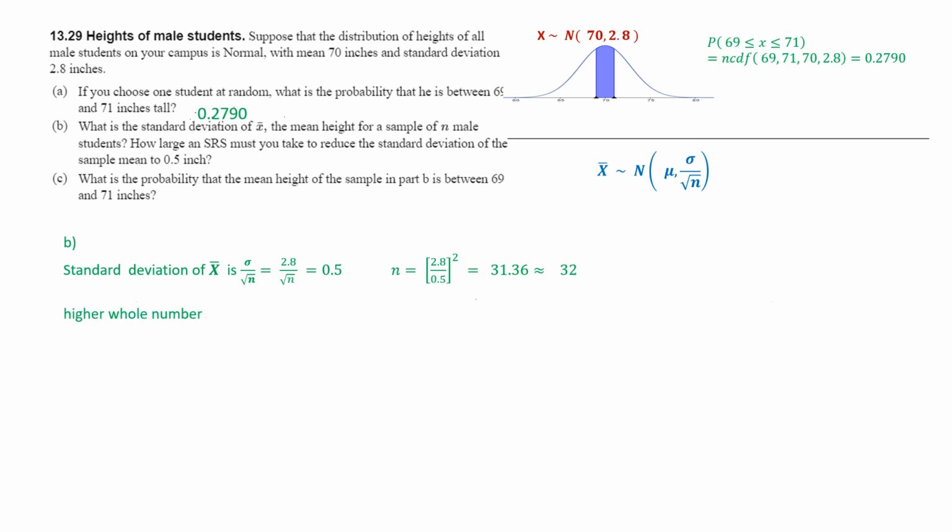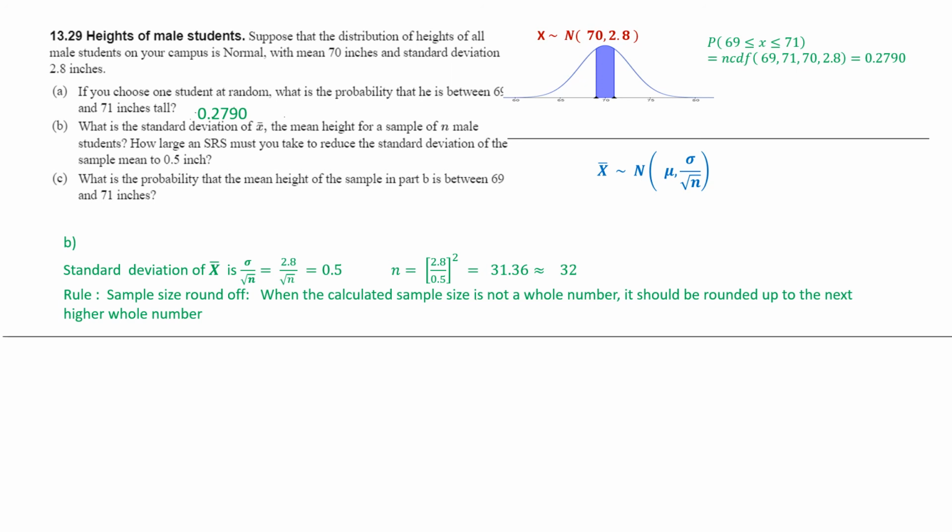Though you have a value which is less than 0.5 here, you always go to the next integer. 32 is your final answer, because the rule says whenever you are trying to find the sample size and the calculated sample size is not a whole number, it should be rounded up to the next higher whole number. Even if you have 31.01, I would have taken that as 32. So the answer to B is 32.